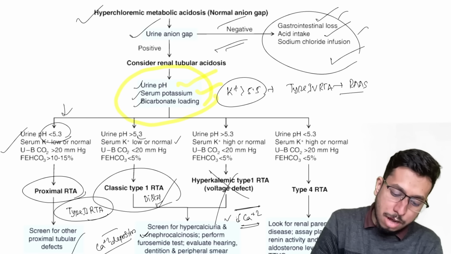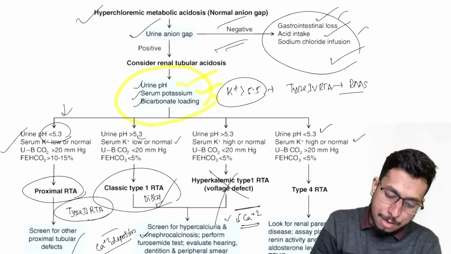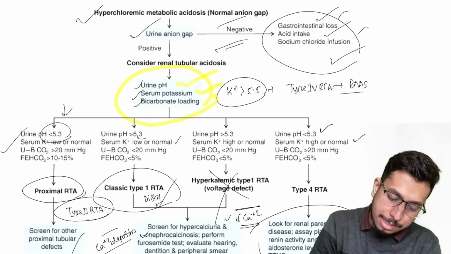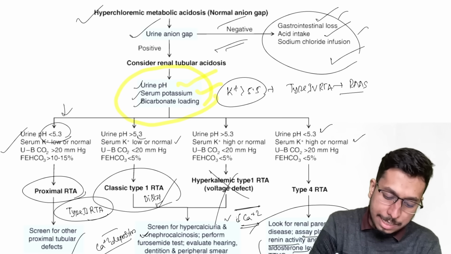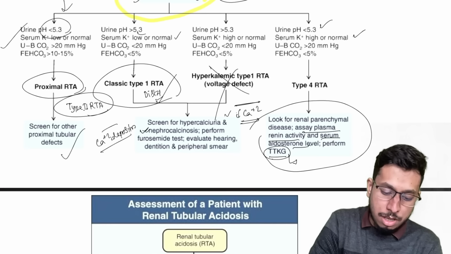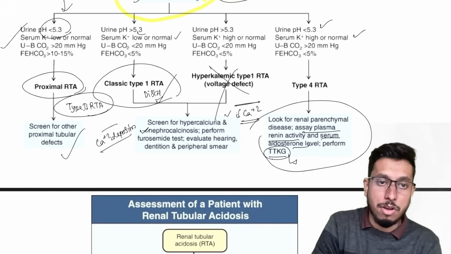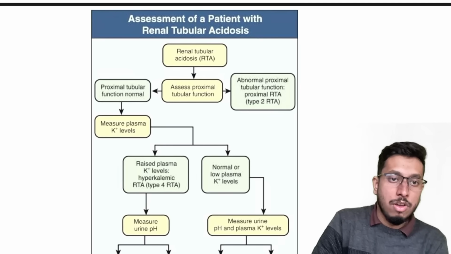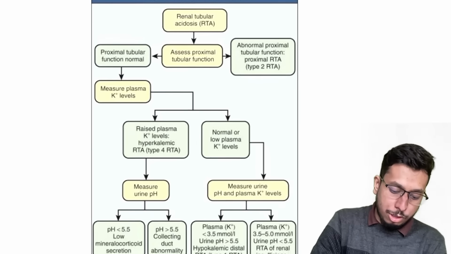Now type 4 RTA: when urine pH is less than 5.3, potassium is high. You check for type 4 RTA, check for renal parenchymal disease, and assay plasma renin activity and serum aldosterone level. Perform TTKG. Why TTKG? TTKG needs to be performed to check for the source of the increase in potassium level. So this is the chart from Brenner's that you need to know.